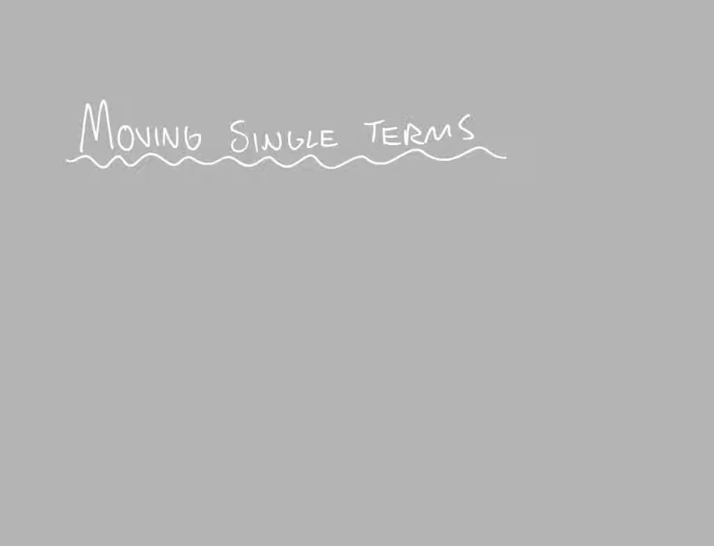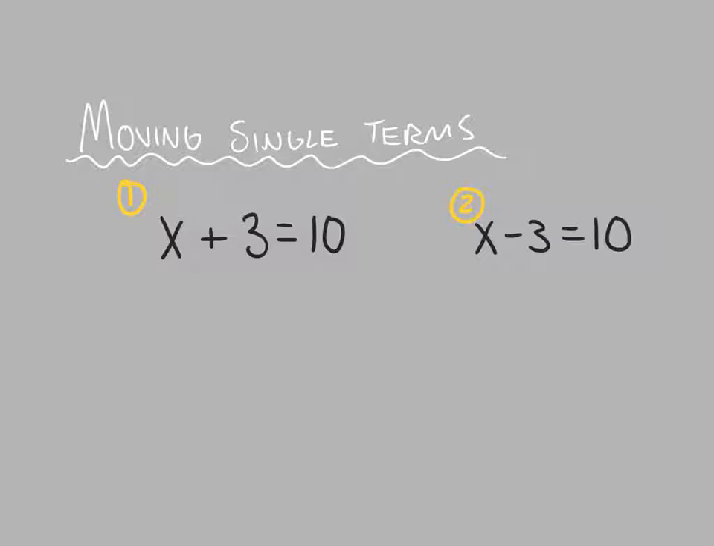Let's look at an equation first. Here we have two different equations, and the terms that we want to move are 3 and -3. And let's look at our first equation right now. In order to move this single term 3, we are going to need to subtract a 3 from both sides.